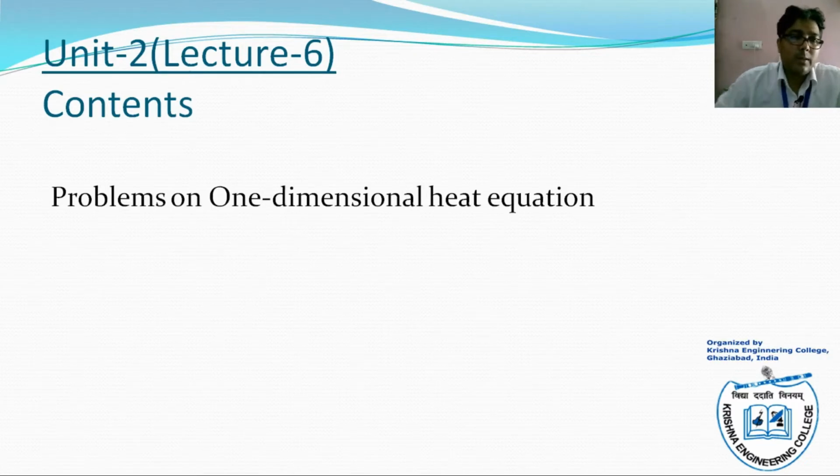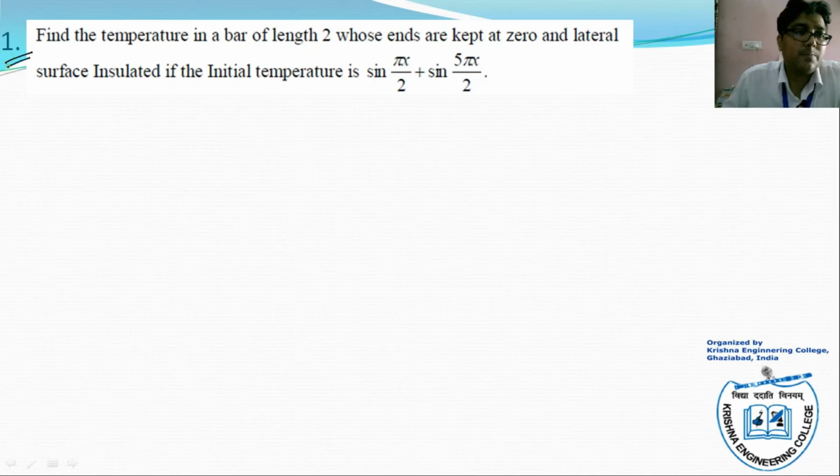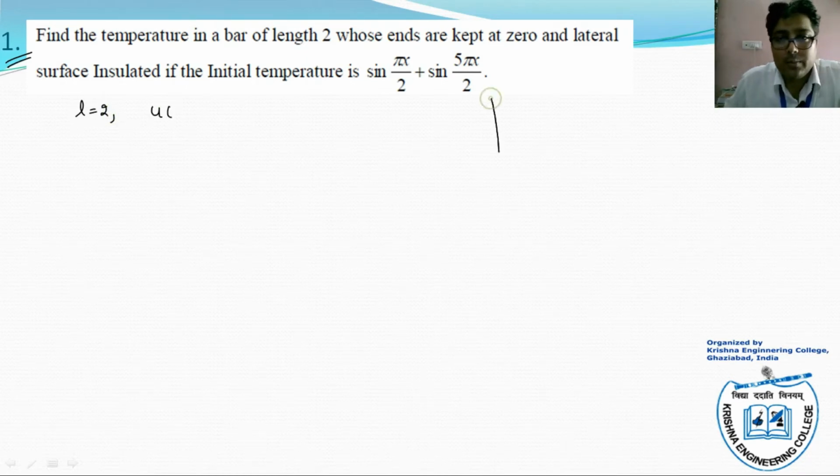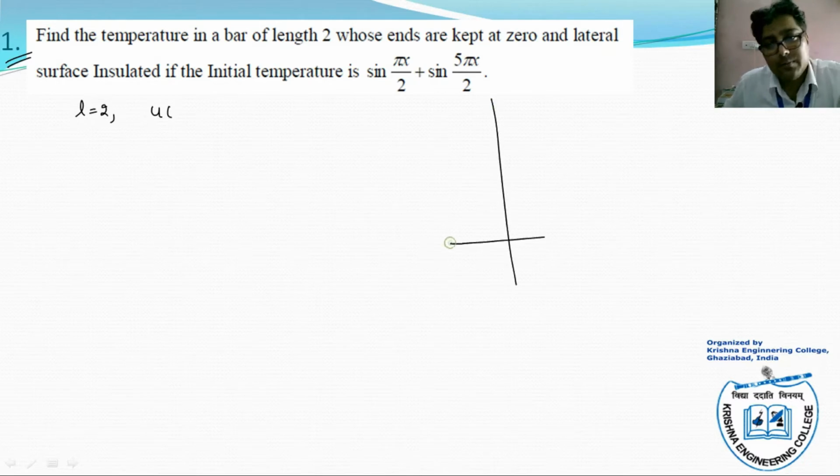In this lecture, we will learn about the problems of one-dimensional heat equation. The question first is, find the temperature in a bar of length L. The length of the bar, L is 2, is given in the problem, whose ends are kept at 0 degree. Now first we draw the diagram of this.